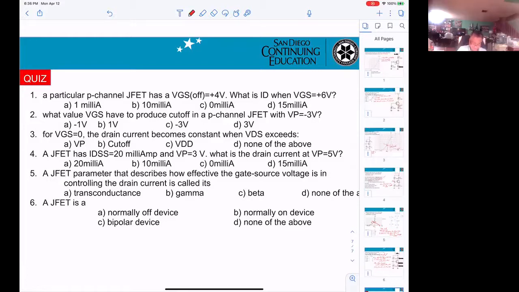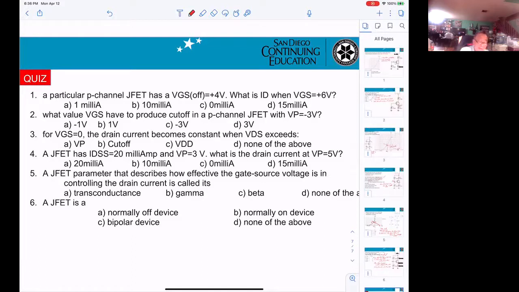You done everything? Yes, sir. Okay. Number one, particular P channel. You understand they have an N channel and a P channel JFET. N channel VGS off equals a negative number. P channel VGS off will be a positive number. So VGS off they give it to you as 4 volts, and they want to know the value of ID when VGS equals 6 volts.